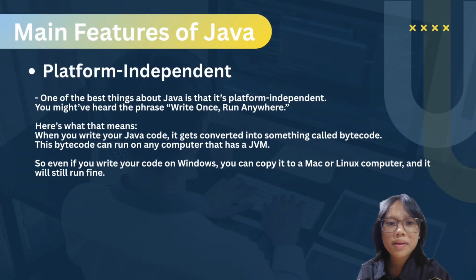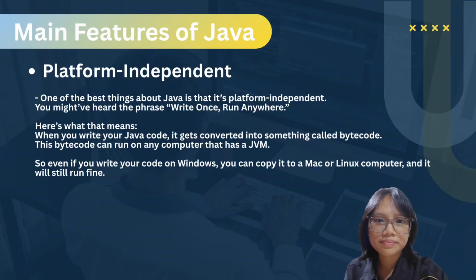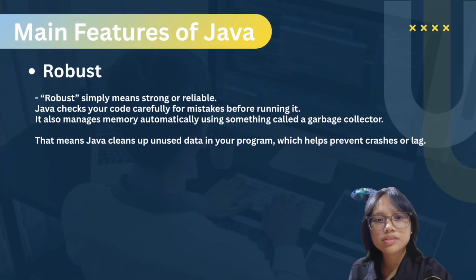Number 4 is platform independent. One of the best things about Java is that it is platform independent. Here's what it means. When you write your Java code, it gets converted into something called bytecode. This bytecode can run on any computer that has a JVM. So even if you write your code on Windows, you can copy it to a Mac or Linux computer, and it will still run fine.